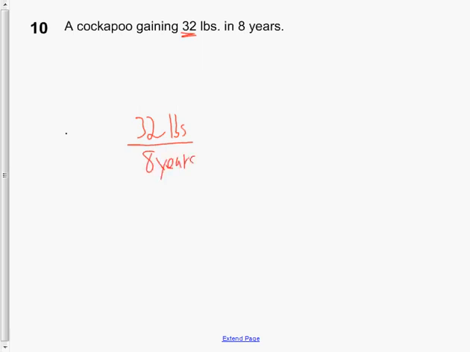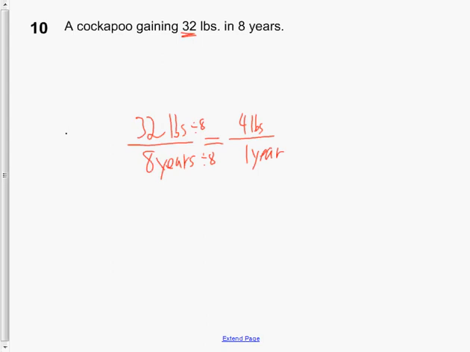And there is no right or wrong answer. I could do years on the top and pounds on the bottom and figure out how much time it took for him to gain 1 pound, but this is the more practical one. Divide both the first and second term by 8, and you can do this without a calculator, because 32 divided by 8 is 4. So 4 pounds in 1 year, and therefore it's 4 pounds per year.